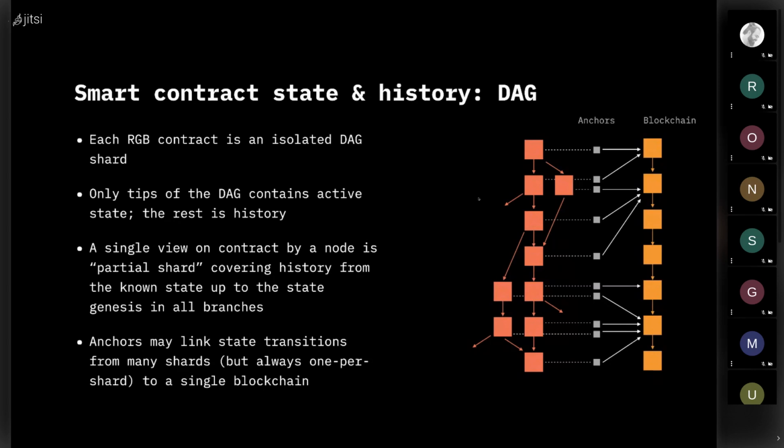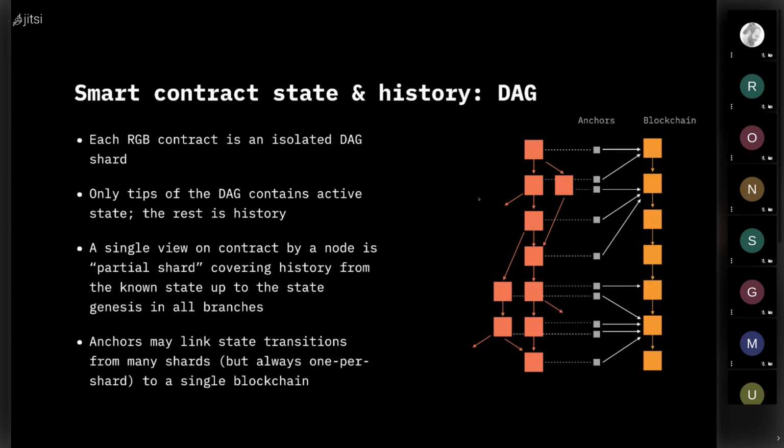So that's the trick. We use anchors basically to build a much richer state and much larger DAG, which is specific to a certain smart contract. It is not generic like the blockchain itself. It is completely confidential and much more scalable, but just as secure as the blockchain itself. So that's the trick with the client-side validation.